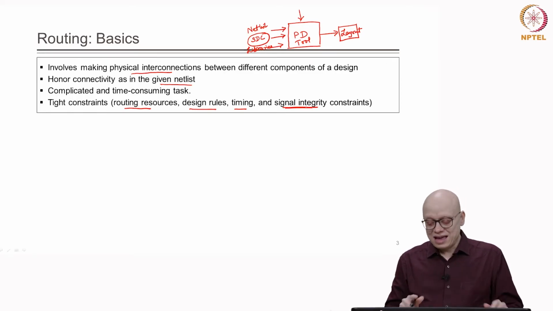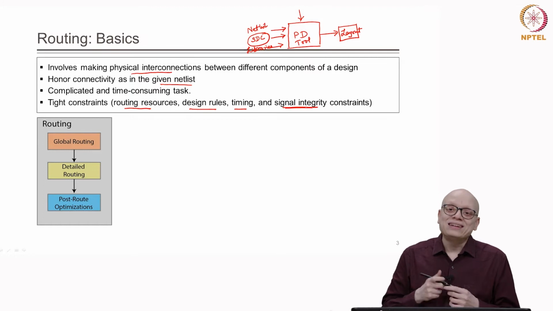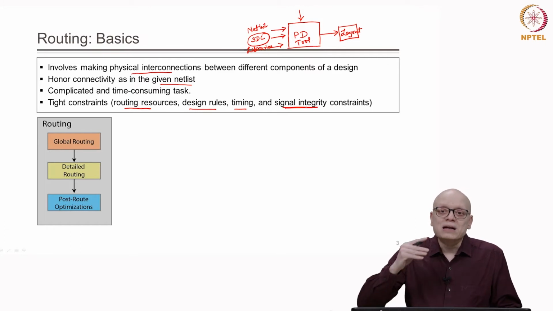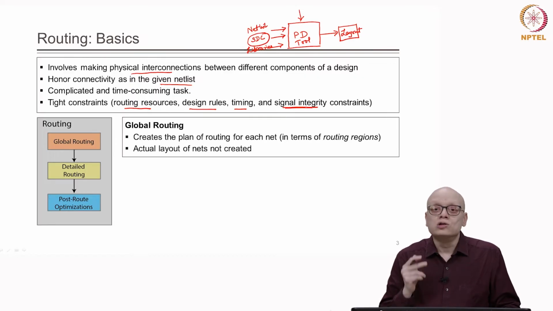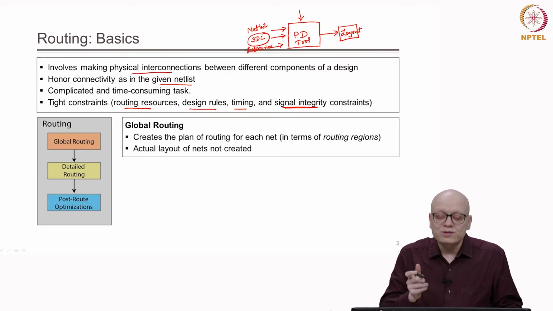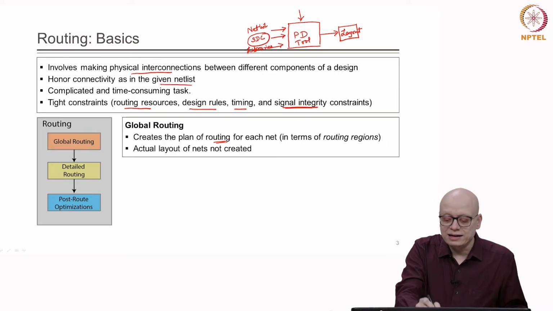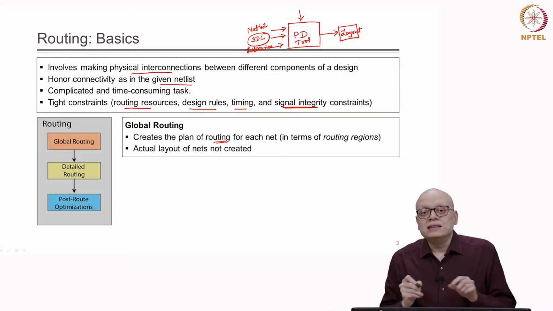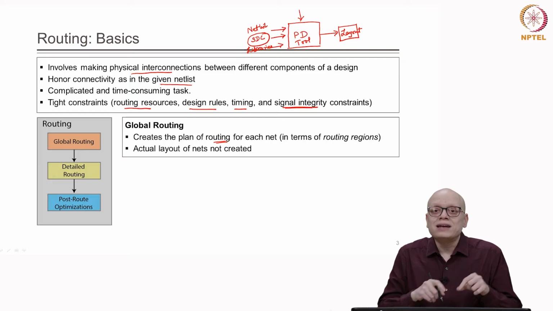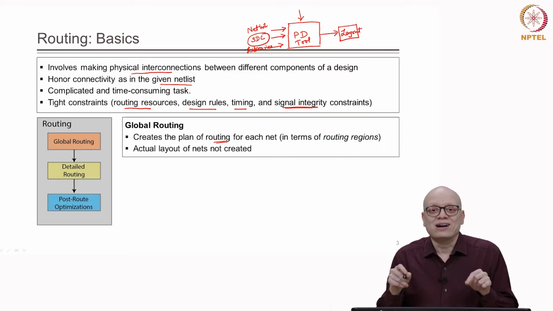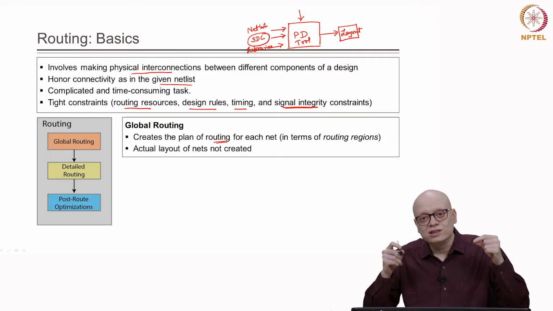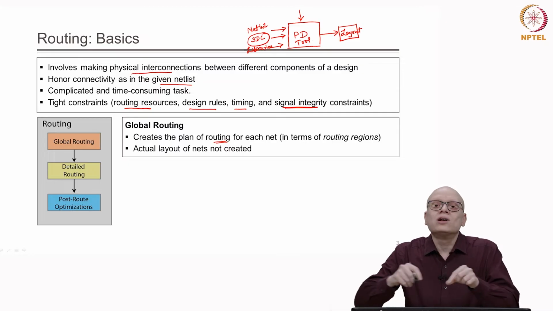Therefore, we break down routing into multiple smaller tasks. The first one is global routing. In global routing, we create the plan for routing for each net. When we are creating the plan, we are not actually creating the physical interconnection. We are not doing a layout for the wires. We are just saying that for this net, it will cross which all regions.